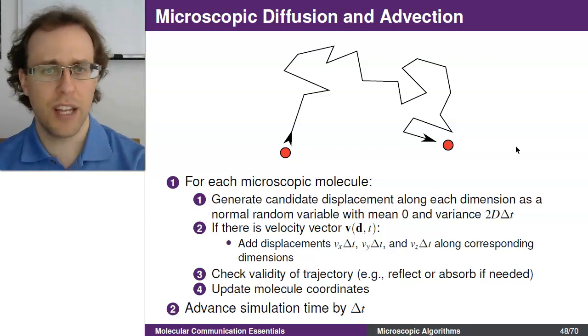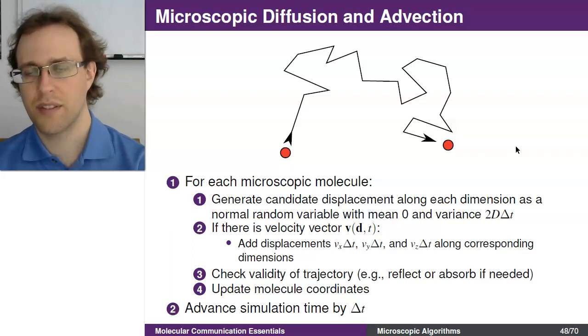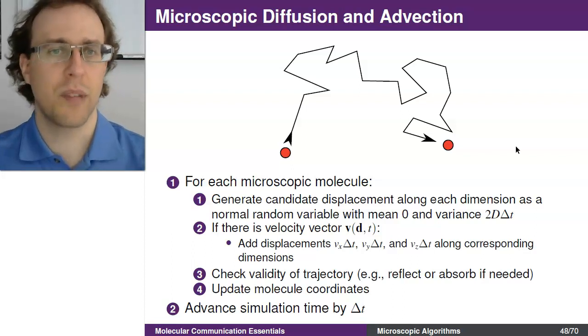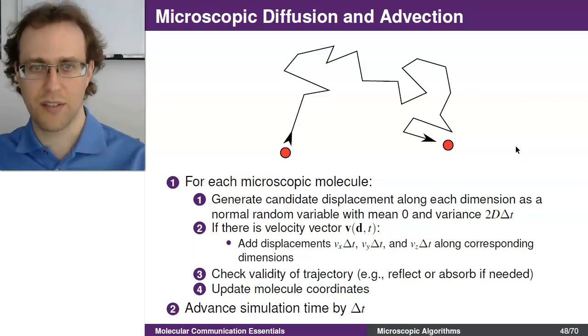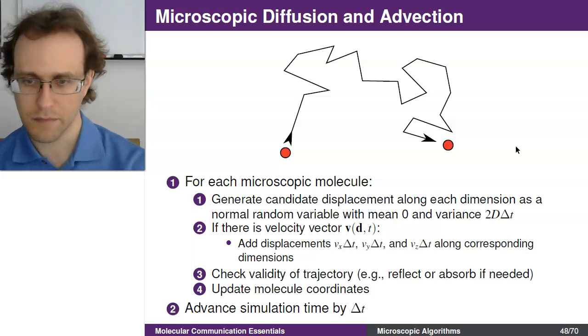You need to check the validity of your trajectory, so you need to make sure that the final coordinate for each molecule is valid. You might need to do reflections or absorbing if needed. If you just have an unbounded system with passive observers, then you don't need to include this validity check. So it's easy. If this is your first simulation, you can just ignore this step and just assume that you have a passive unbounded system, just to try it out first.